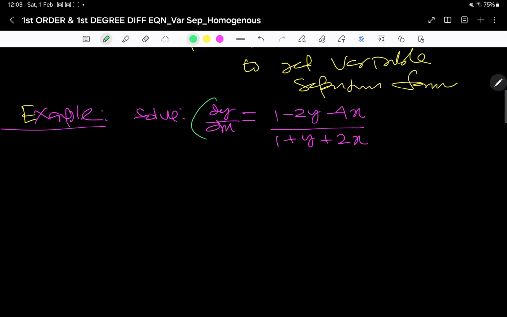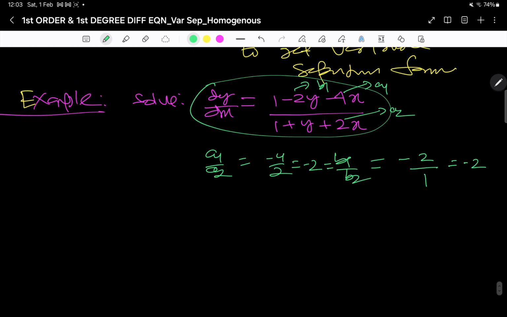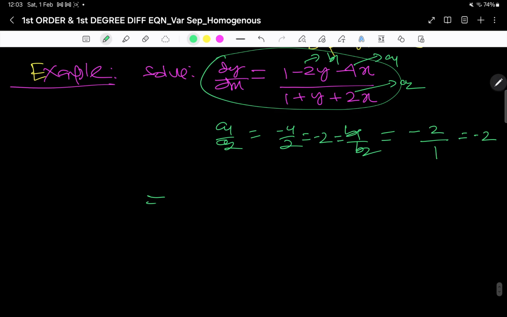Now suppose this is the example you are solving. So this is my a1 and this is my a2. So a1 by a2 is equal to minus 4 by 2, and here b1 by b2, this is my b1, so b1 is minus 2 by 1. So this is minus 2 and this is minus 2. Therefore this is equal to this here. So now you see, this implies dy by dx is equal to 1 minus 2y minus 4x.